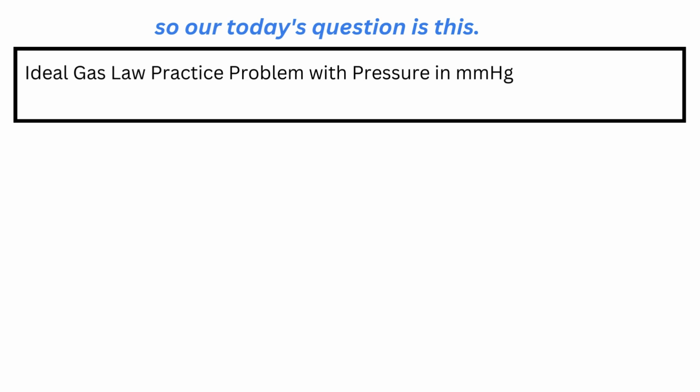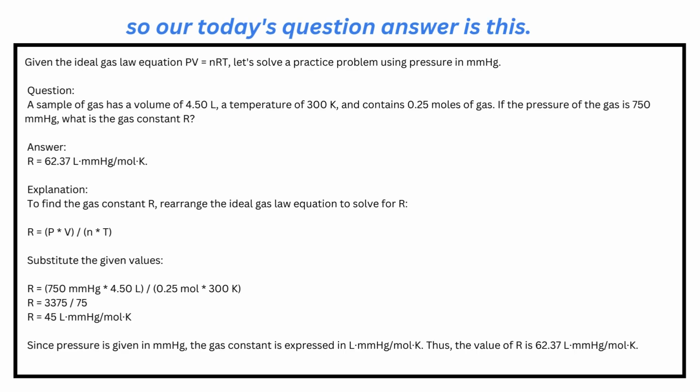Ideal gas law practice problem with pressure in mmHg. Correct answer: given the ideal gas law equation PV = nRT, let's solve a practice problem using pressure in mmHg. Question: a sample of gas has a volume of 0.50 L at a temperature of 300 K and contains 0.25 moles of gas. If the pressure of the gas is 750 mmHg, what is the gas constant R? Answer: R = 62.37 L mmHg/mol K.